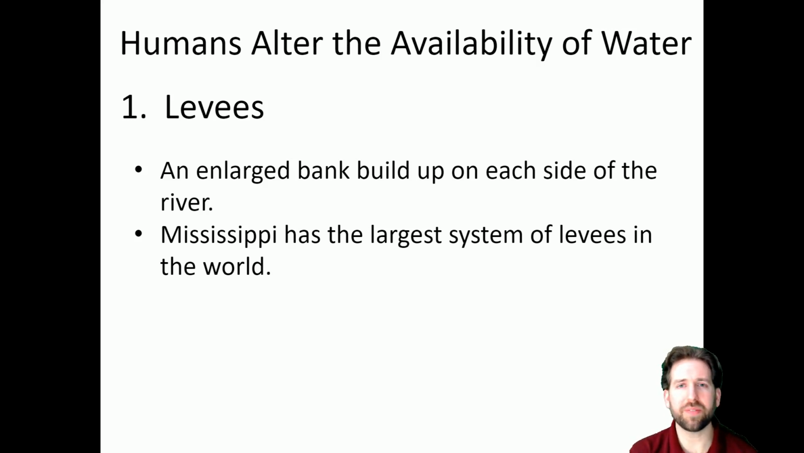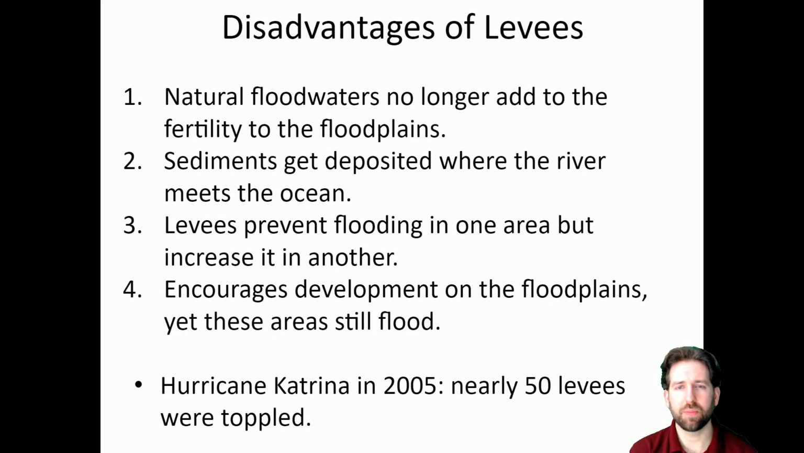The purpose of a levee is to keep a stream going in the same direction. Streams tend to meander and move, so if they can build up the sides of the banks, they can make it so it's not encroaching on the surrounding land. But what are the disadvantages of the levee? Well, it was probably at one point a very fertile place for agriculture, but because you're stopping the flooding by putting these banks, you are not going to be adding to the fertility of that floodplain. Sediments get deposited where the river meets the ocean instead of on the banks and building up the land.